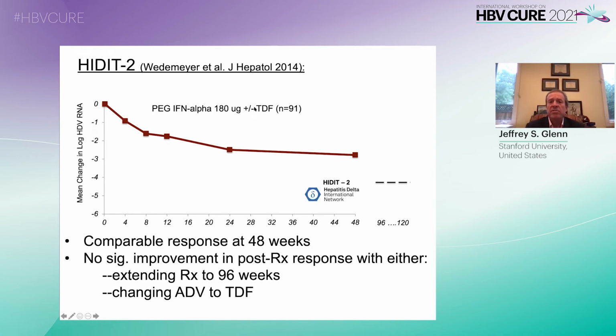Here's just one example from one of the largest studies, the HIDIT-2 study looking at pegylated interferon alpha, same 180 microgram dose at 48 weeks, with comparable efficacy to what we saw with lambda.